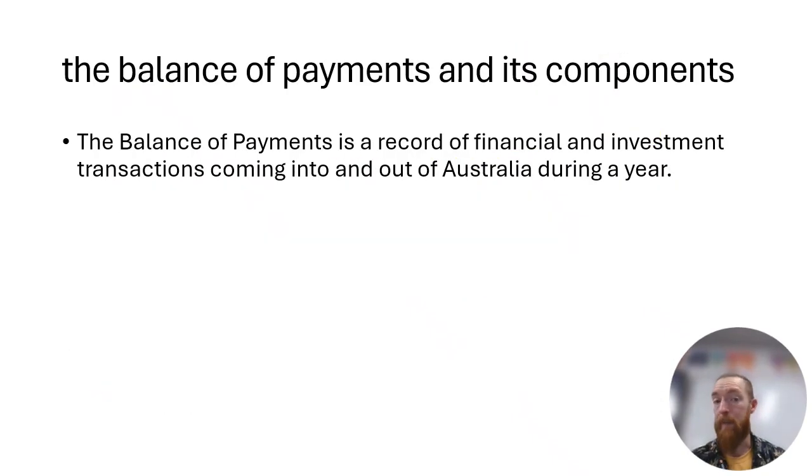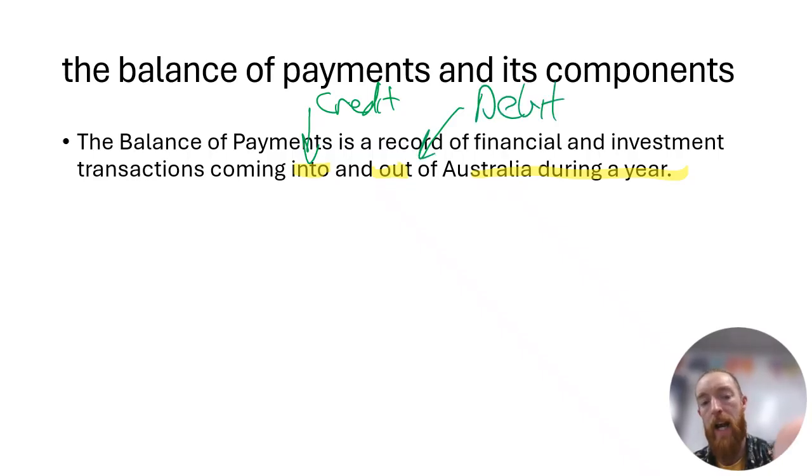Next up, we've got the balance of payments and its components. So the balance of payments is a record of financial and investment transactions coming into and out of Australia during a year. And when we refer to into and out of, that is what we're referring to as credits and debit transactions. So into Australia is always going to be a credit, money coming in, and out is going to be a debit, is money going out.